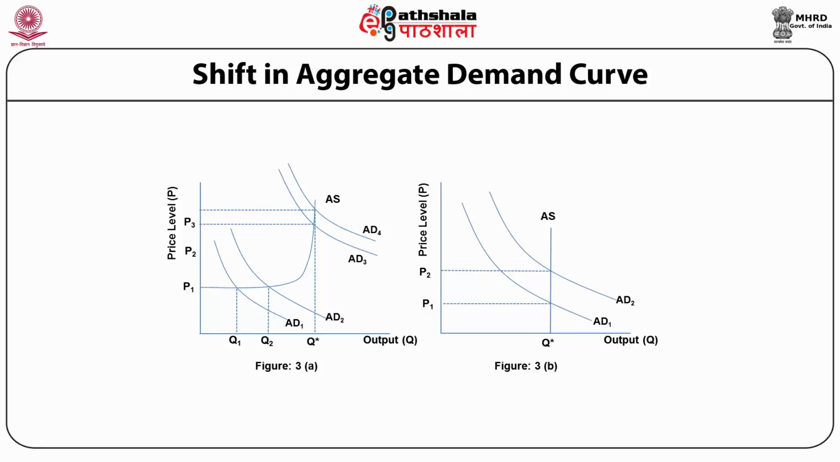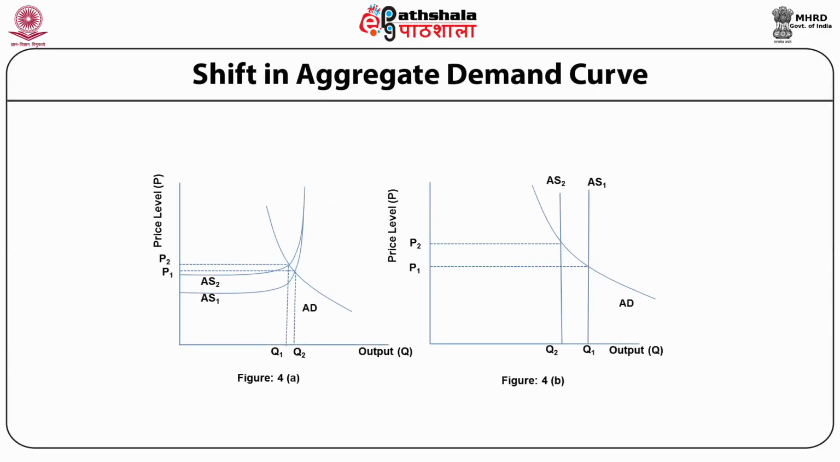In the long run, the aggregate supply curve is vertical, as shown in figure 3b. Therefore, any shift in the aggregate demand curve leads to price increase. The long run effect is similar to the short run effect at the vertical portion. It is because the resources are fully employed in the long run.